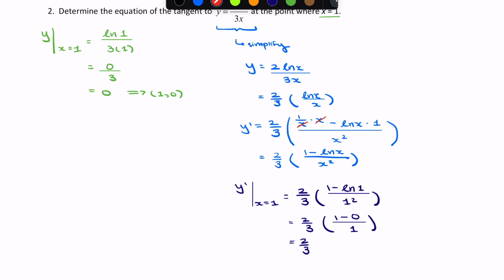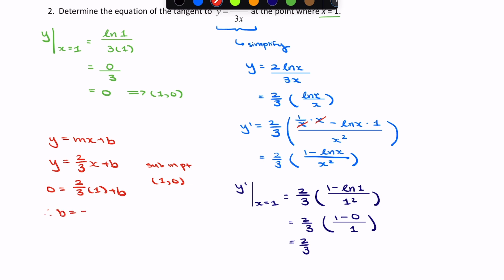So again, now we have to find the equation. So y is equal to mx plus b. You know that y is equal to the slope that we just found, 2 over 3 x plus b. We're going to sub in the point that we found, which was 1 and 0. So y is equal to 0, so 2 over 3 times 1 plus b. So therefore, b is equal to negative 2 over 3. And our equation is therefore y is equal to 2 over 3 x minus 2 over 3.